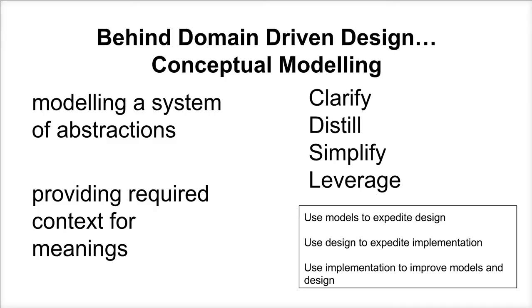So models are used to expedite design. Design is used to expedite implementation. And then in terms of the agile methodology, which is common nowadays, of course the implementation is used to identify discoveries that can then be looped back into the design process.